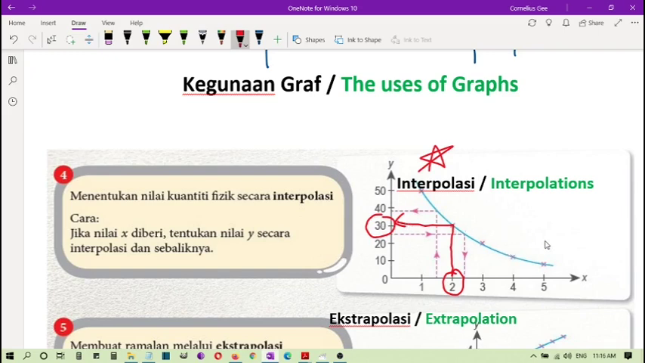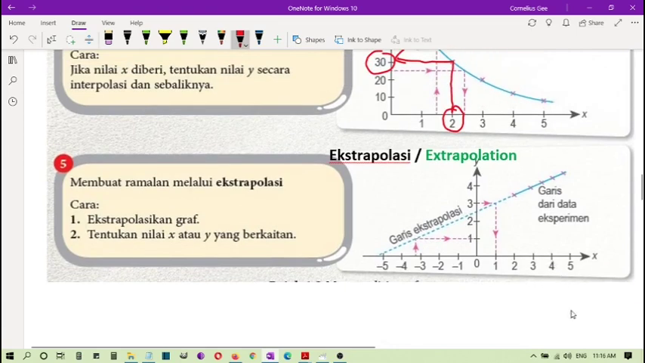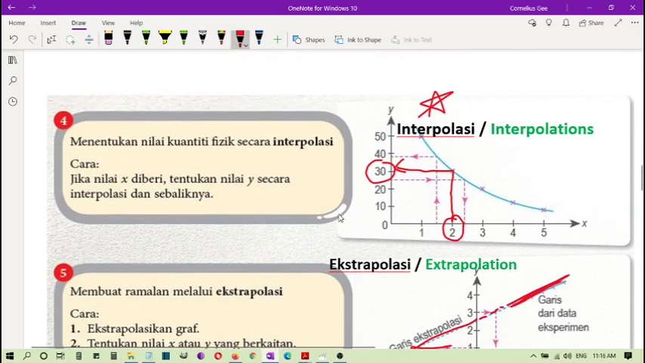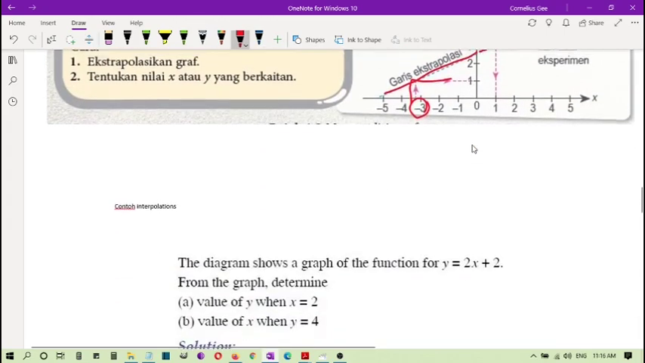Selain daripada interpolasi, satu kegunaan graph adalah extrapolasi or extrapolation. Maybe you draw the graph until here, then you want to find the nilai ini. So how can you do that? You can extend, you can make the graph straight, longer, and you can find the value lah. So this is also a kegunaan. But I think your textbook focus on interpolasi lebih banyak lah, interpolasi ya. Okay. So let's look at some interpolasi contoh.